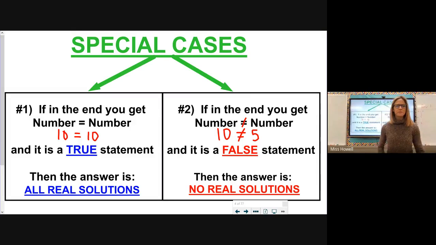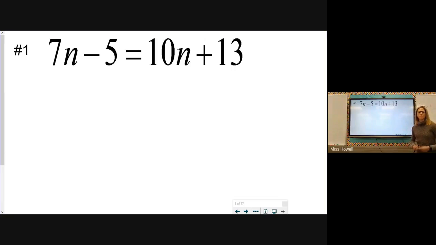So let's look at some examples. Number one, 7n minus 5 equals 10n plus 13. Now this is as basic or as simple as it's going to get when we have a variable on both sides, because all the simplifying has already been done here. There's no place to distribute and there are no like terms. So once we get here and both sides of our equal sign are in their most basic simplified version, our goal is to get our n terms all on one side.